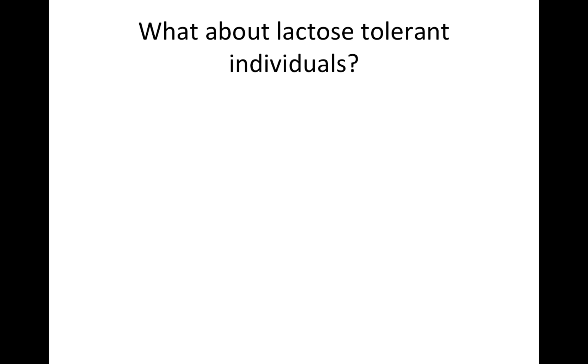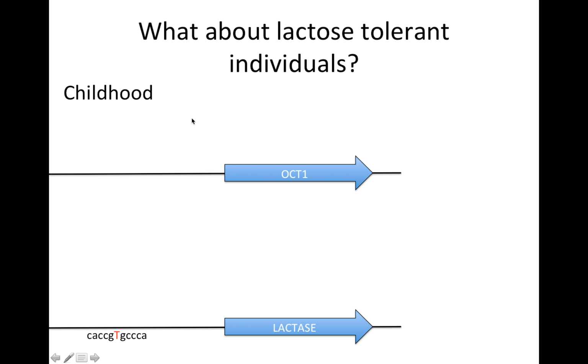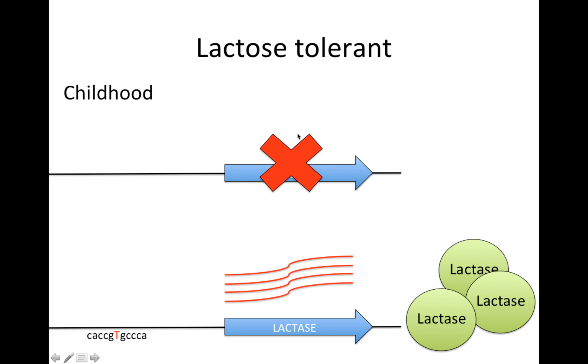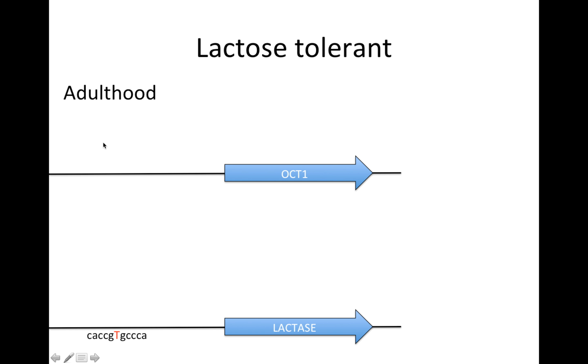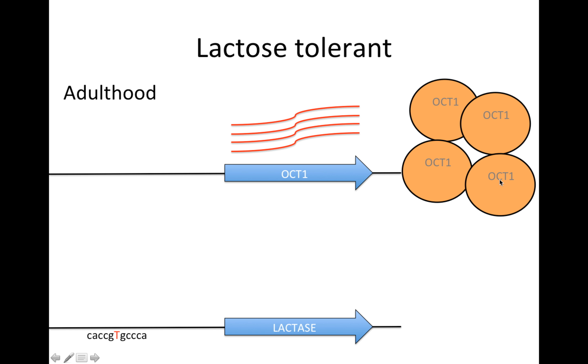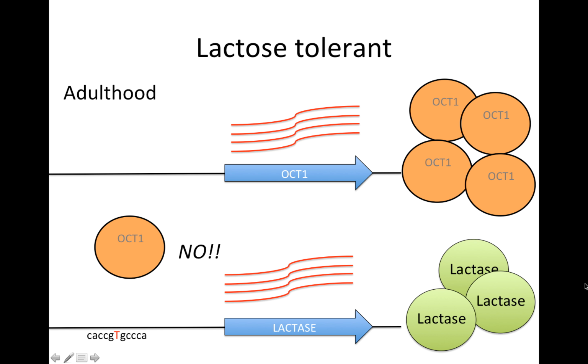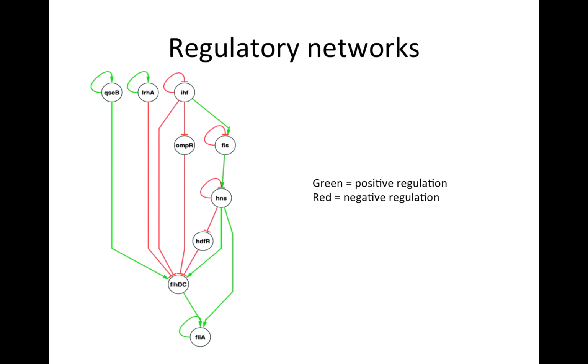Okay, so what about lactose tolerant individuals? So in these, during childhood, OCT1 is not expressed, so there's no binding to block lactase expression, and so we get expression of lactase in childhood. In adulthood, we get expression of OCT1, however, it cannot bind to this negative regulatory site, this site that negatively regulates lactase. So there's nothing to bind here and block lactase production, and so lactase is produced, and we get production of lactase proteins. So this is the general concept of regulatory networks.